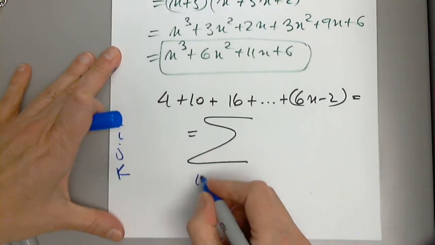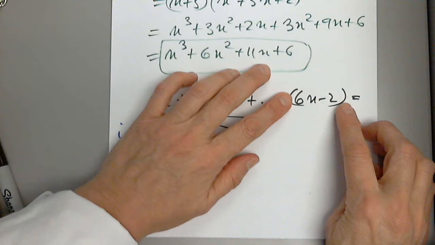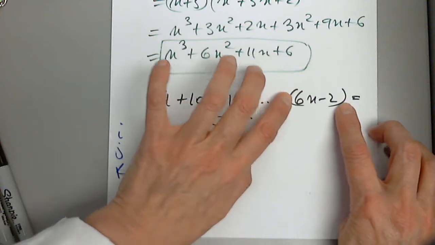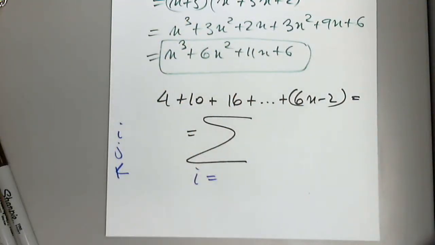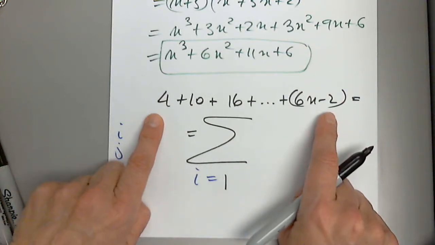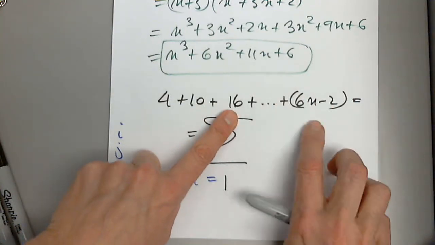Okay. From I equals. We have to look here and see how we get the first term. What do I plug in this to get the first term? And that's the starting point. Very good question. Correct. When I is 1, 6 minus 2 is 4. When I is 2, do I get 10? When I is 3, do I get 16?